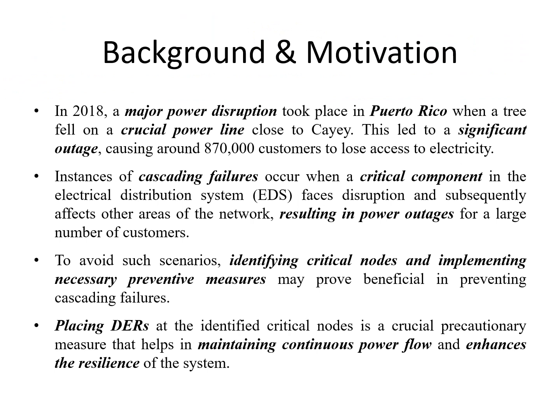The background and motivation for the work is that in 2018, a major power disruption took place in Puerto Rico, which affected around 8 million customers because of the failure of a crucial power line. These are instances of a cascading failure that occur when a critical component in electrical distribution faces disruption, which results in power outages for a large number of customers. To avoid such scenarios, identification of critical nodes and implementation of necessary preventive measures have proven beneficial in preventing cascading failure. Placing DRs at the identified critical node is a crucial precautionary measure that helps in maintaining continuous power flow and enhances the resilience of the system.